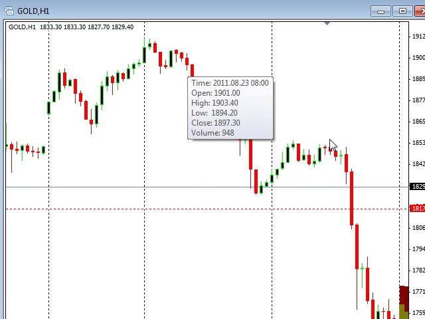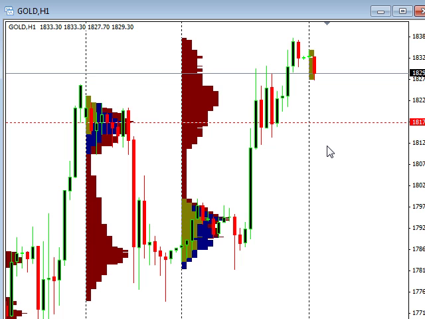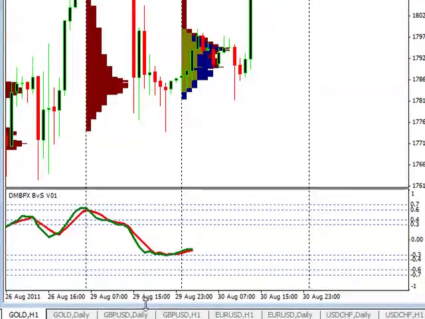So you can see probably the next area is 1853 is our next area of concern as far as volume resistance. What we want to do is see our point of control 1817 up to about 1822 hold up as volume support, and again our next area will be in the 1850s for volume resistance.